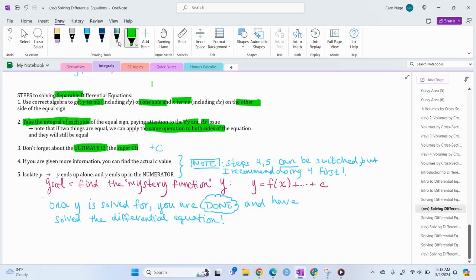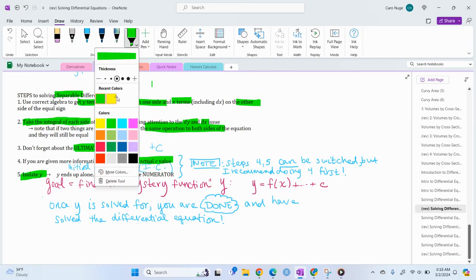If you are given an initial condition, when I say more information, I mean an initial condition. So you might want to jot that down so you remember. Also, it's common for initial condition to be abbreviated IC. So if you have an initial condition, as soon as you do an antiderivative, you are going to find that C value. And then once you have your antiderivatives and your C value, what you're going to do next is isolate y.